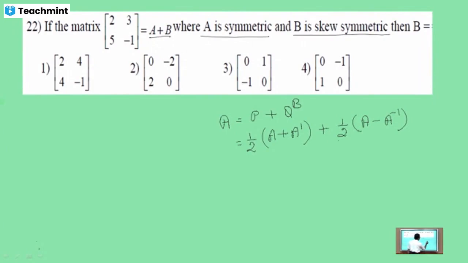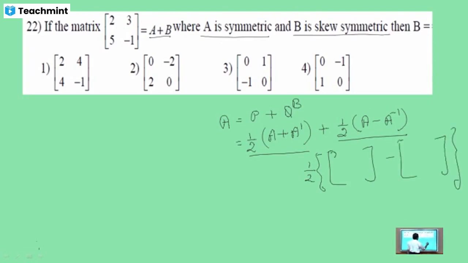What is in the place of Q? Half into A minus A dash, which is the skew symmetric part. The symmetric part is half into A plus A dash. The skew symmetric part is half into A minus A dash. So B equals half into A minus A dash, or A transpose.